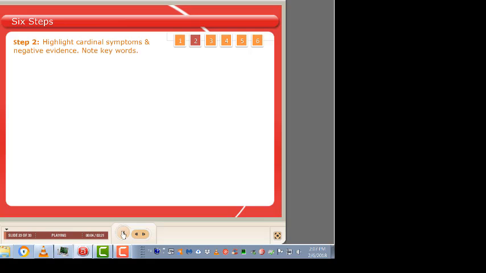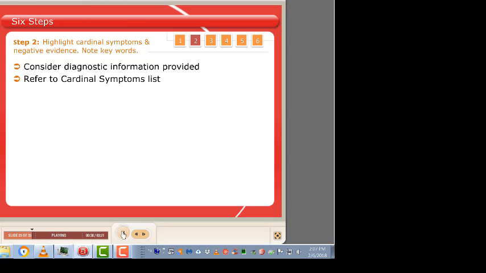Step 2 tells you to highlight cardinal symptoms and negative evidence and note the keywords. You will recall that the cardinal symptoms list is a set of standard disease descriptions and criteria for some of the common causes of deaths in India. Your job as coder is to look for these carefully in the narrative and other information on the form. Note that negative evidence is the absence of a particular symptom, sign, or past history. It is also important and must be recorded.